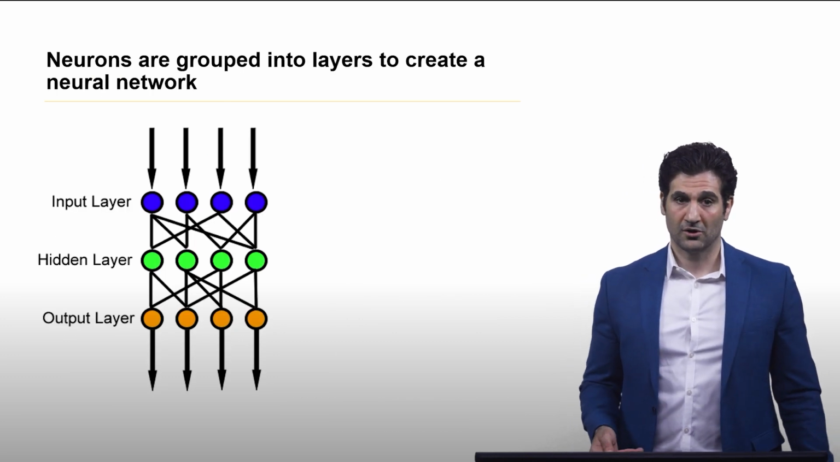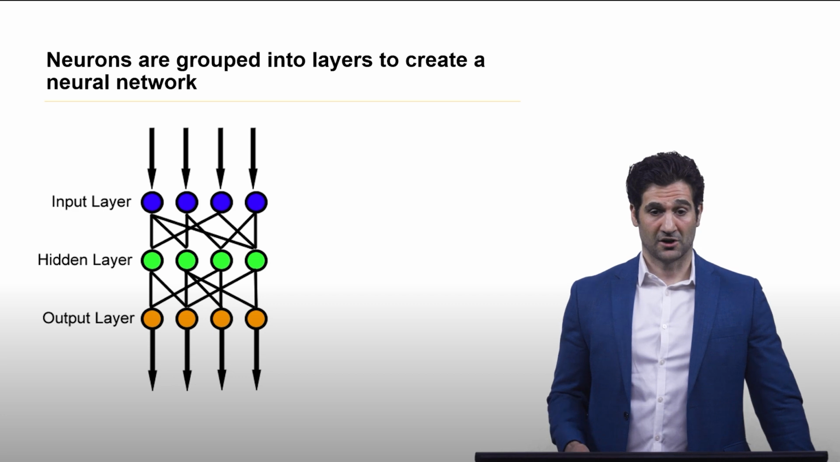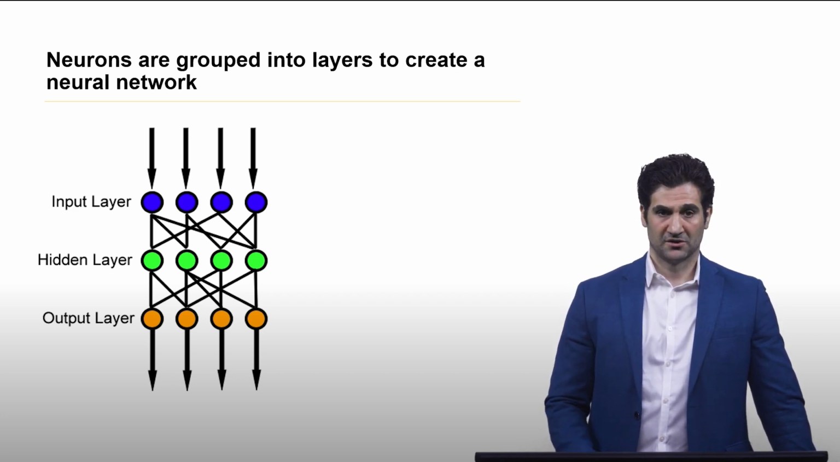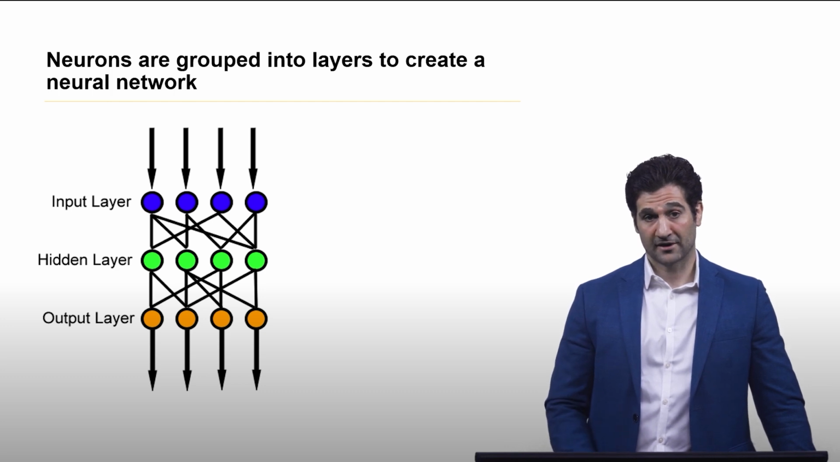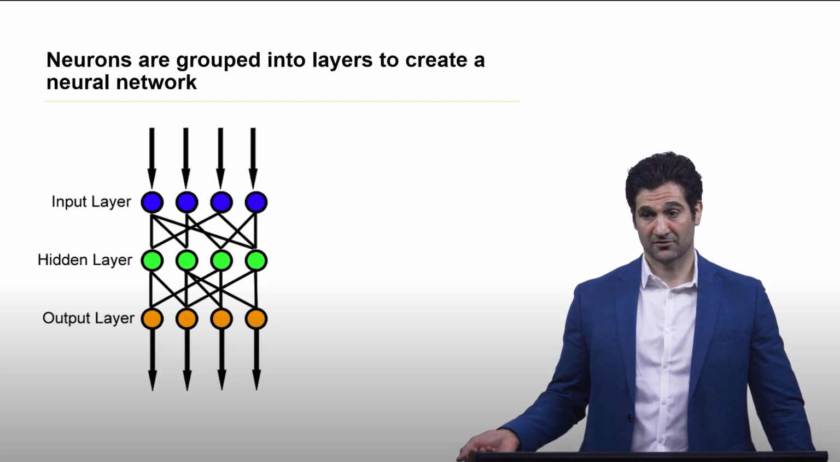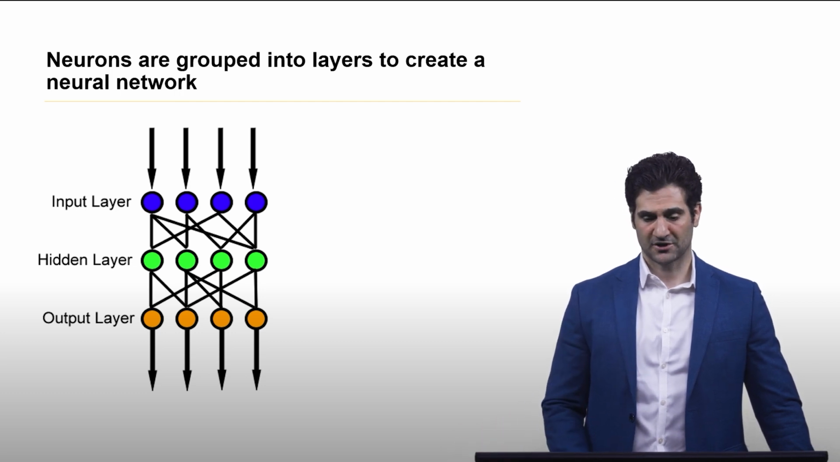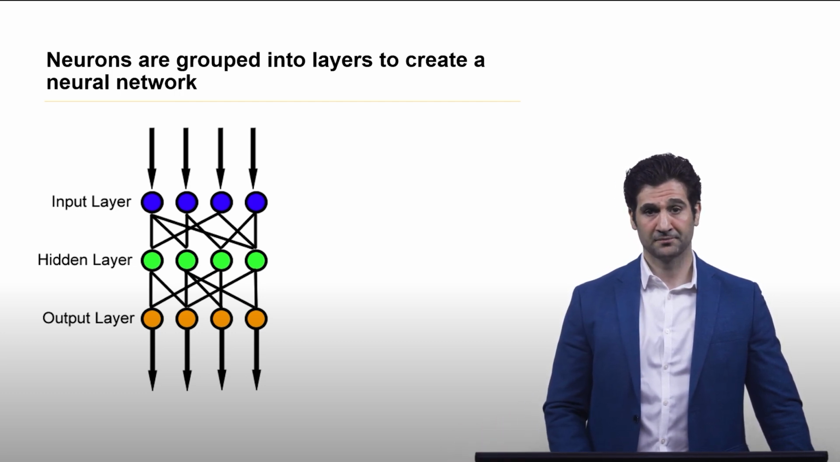So we will often group these artificial neurons into layers, and in general there will be an input layer that will receive information from the original input, whether it be text or images or some other perception from a robot, maybe LiDAR.